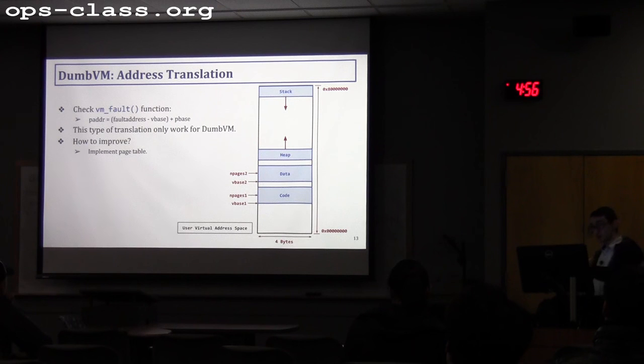So how should we improve this? By implementing the page table. And a page table is basically the data structure that translates virtual page addresses into physical page addresses for you.